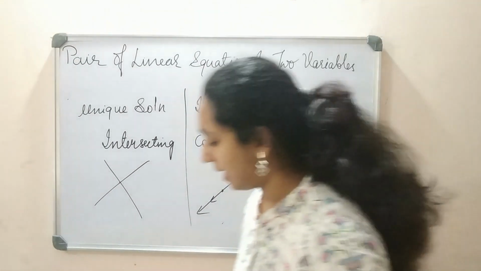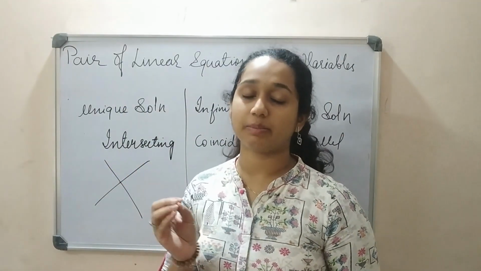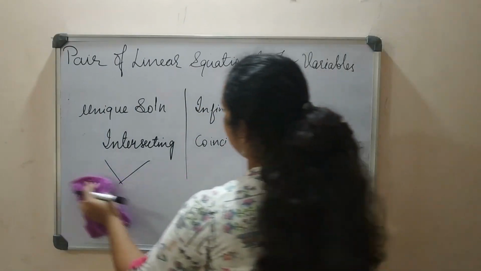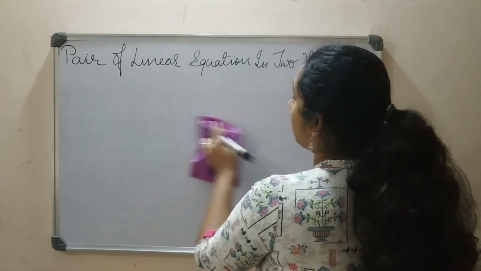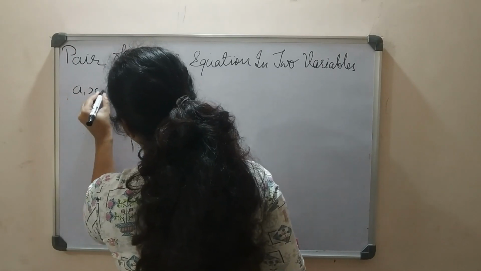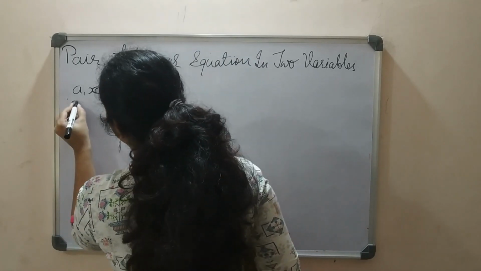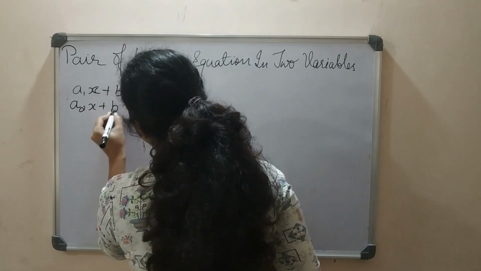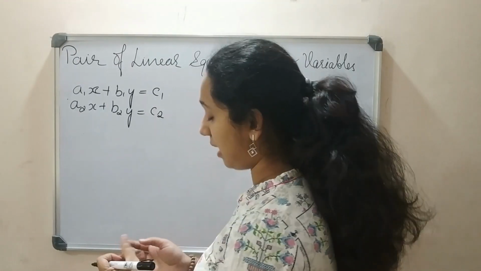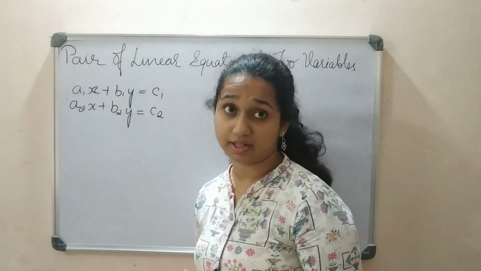Now I'll consider the general form of the linear equations and tabulate them so that it will be easy to remember. What is the general form of the linear equation? It is a1x + b1y = c1. I have two linear equations: a1x + b1y = c1, a2x + b2y = c2. Now I'll create the table for unique solution, no solution, and infinite solution.